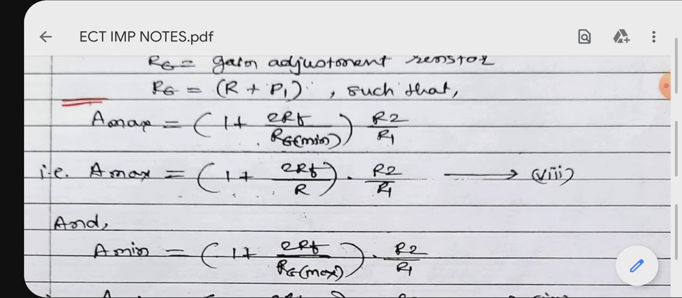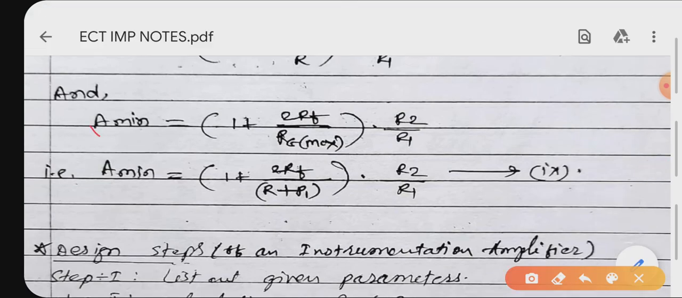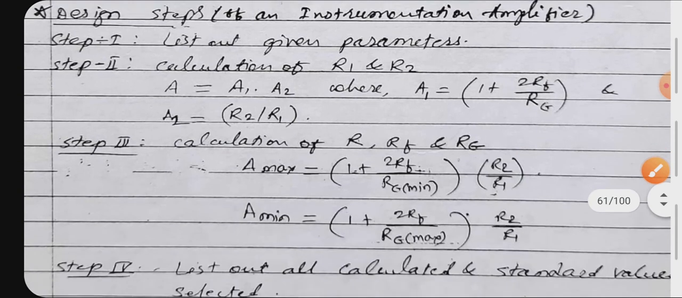Similarly, A min, that is the minimum value of gain, can be written as 1 plus 2RF by RG max. The maximum value of RG is nothing but R plus P1. So again you have to remember these two formulae for design. Okay, so what are the design steps for an instrumentation amplifier?